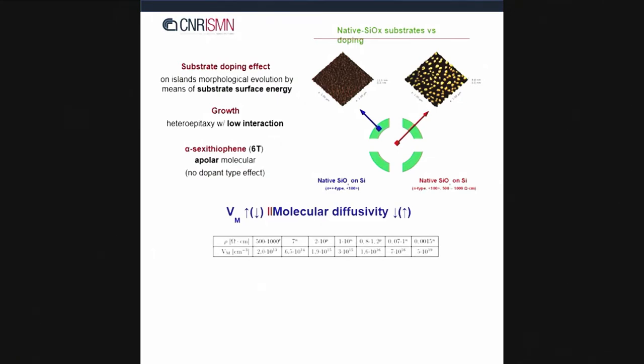To do that experiment, we changed the doping concentration from 10^13 to 10^19, so we have many orders of magnitude of difference. In such a way, we are able to create a set of samples for investigating some fundamentals of material growth related to the packing of the molecules and how the molecules diffuse and evolve over the surfaces.